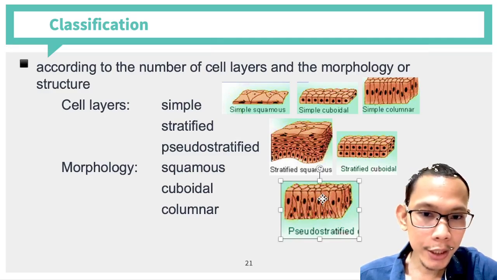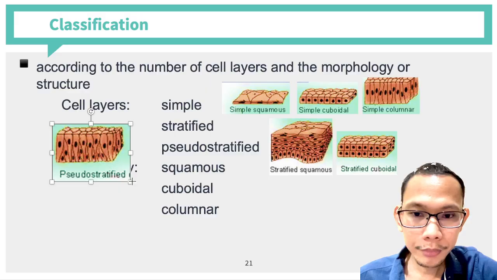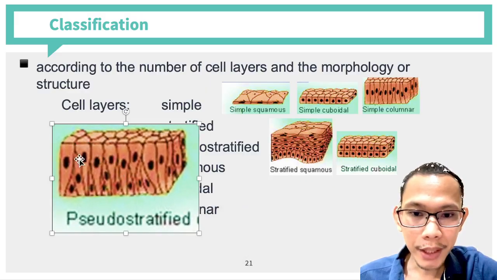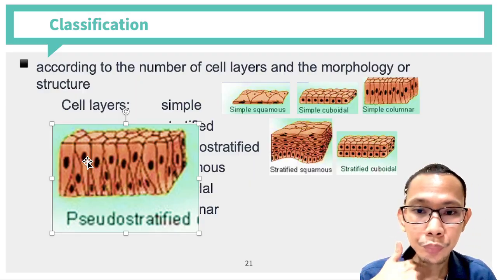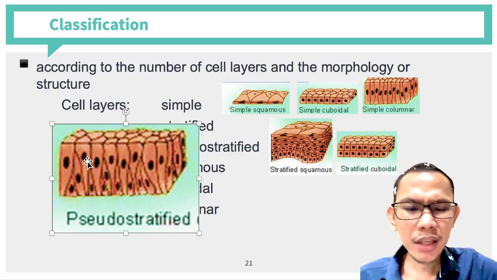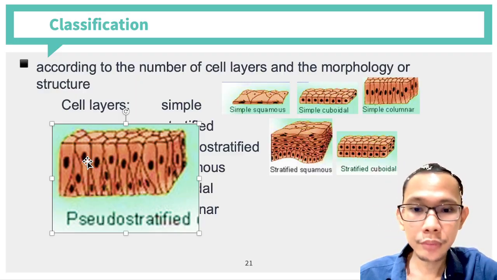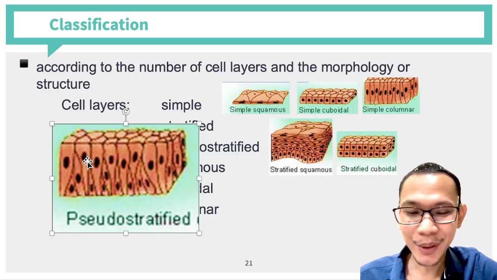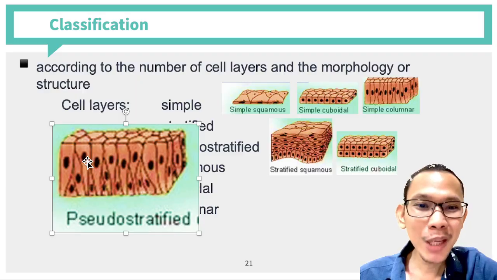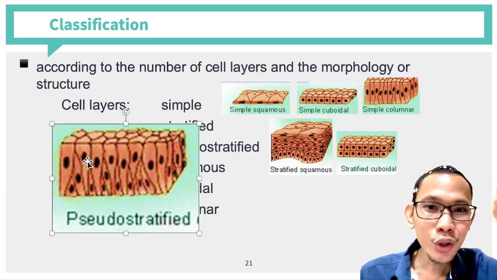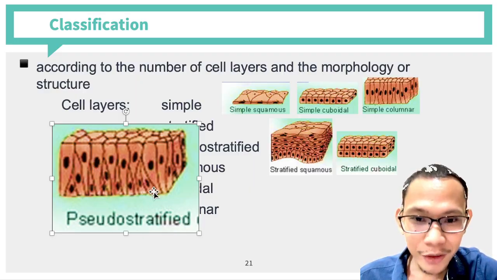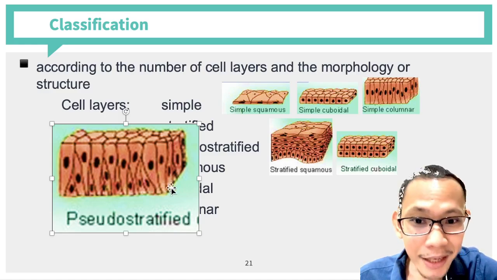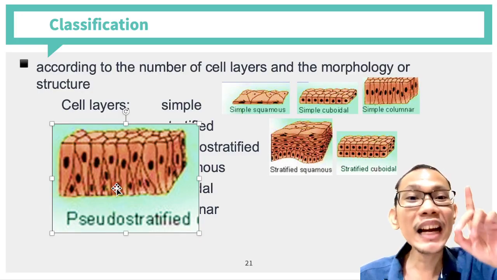Pseudo-stratified, this part here, tingnan natin. How many layers ba ang nakikita nyo? Take note, there is only 1 layer. It becomes pseudo because, remember, stratified, many layers. Pseudo means false. So, false stratified. Kumbaga, nagmumukha siyang maraming layers, pero in reality, isang layer lang yan.